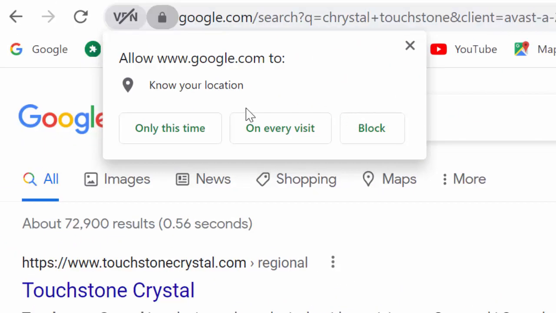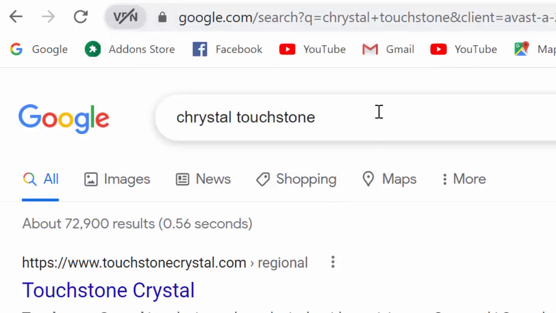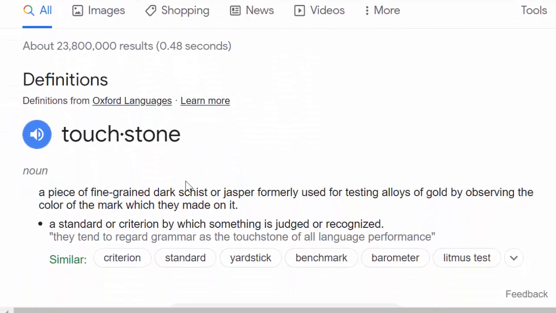How about when you put in touchstone, all of a sudden Google wants to know your address and where you live. Why does Google want to know where I live all of a sudden? And it's supposed to be the secure AVG joint. That's something. If I had this set to tell people my location, I would have never known that Google just figured out where I was at.